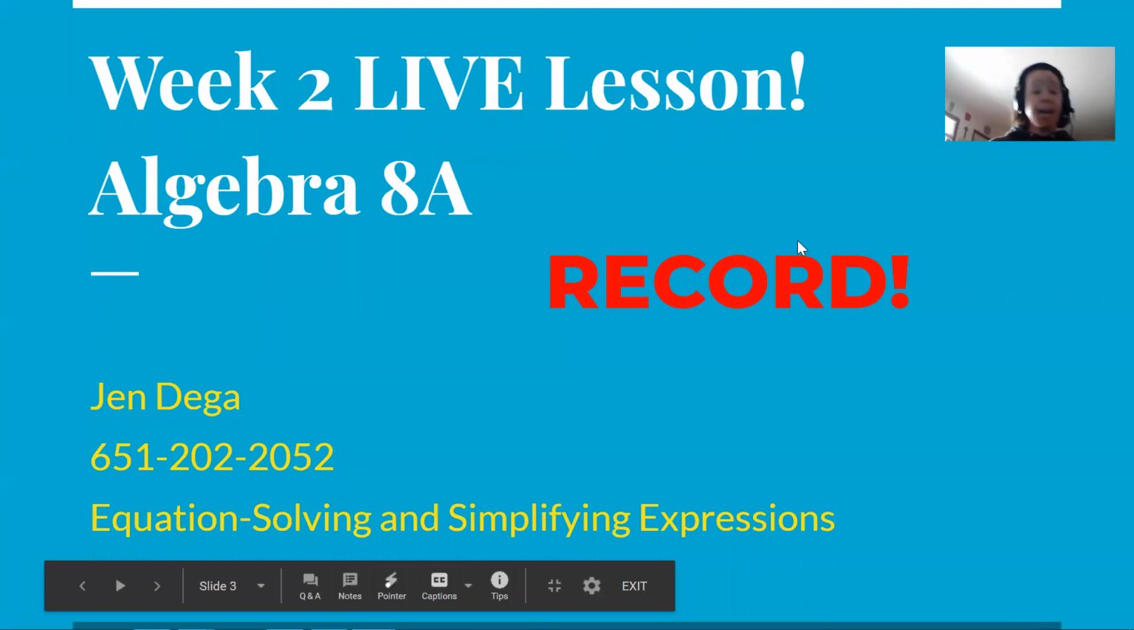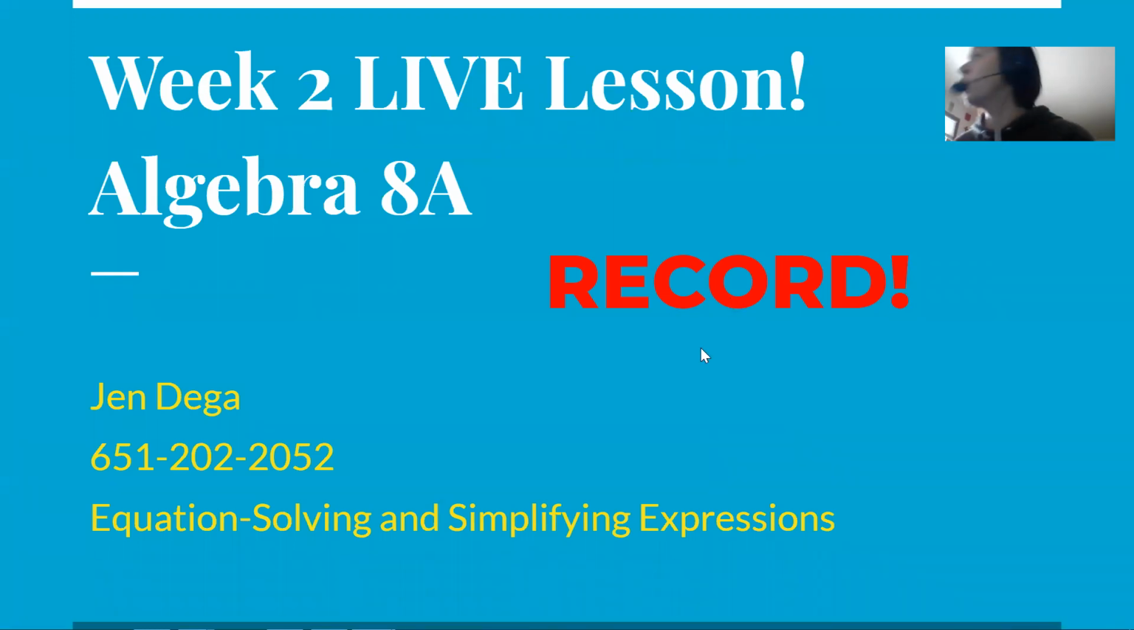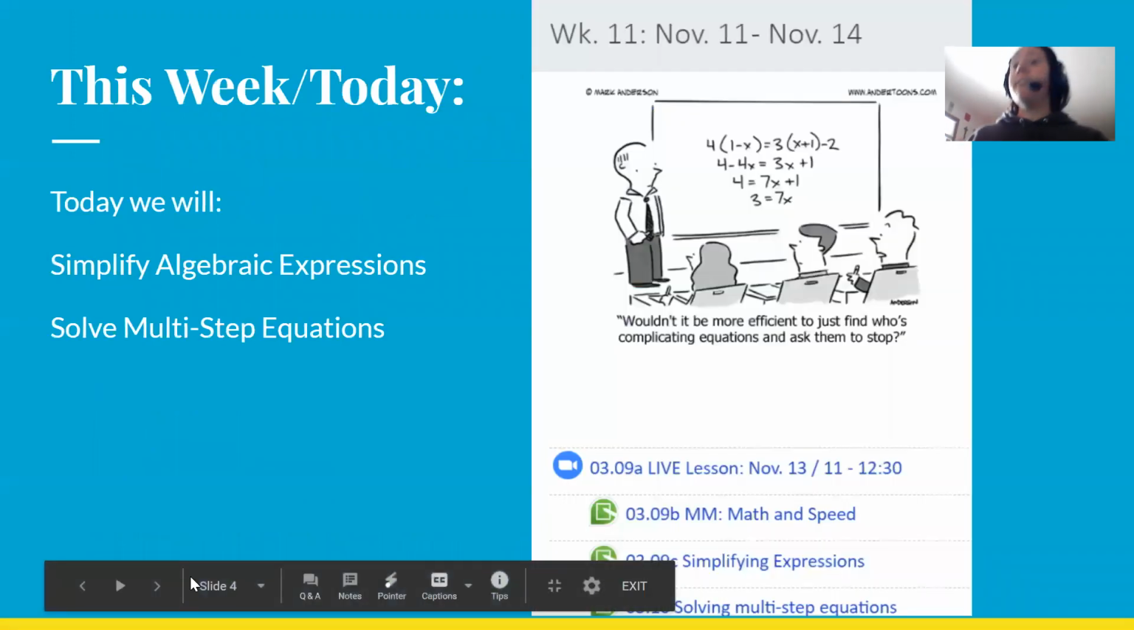Okay, so today it is week 2 of quarter 2, and we're gonna do a lot of equation solving and simplifying expressions today. Today we're going to simplify algebraic expressions. We're not really going to cover that too much because we already have, but we're just going to review it.